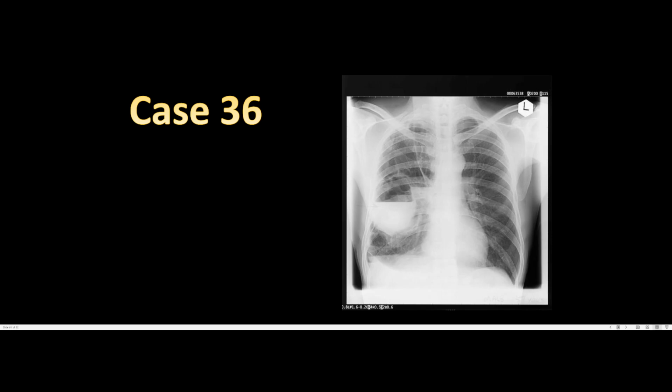If we look at case number 36, this is what we mentioned from before. This is a case of lung abscess because of the air-fluid level, and we said why that is the case.